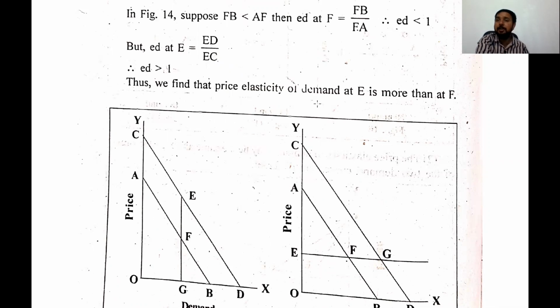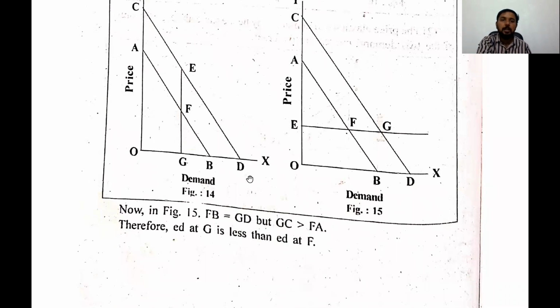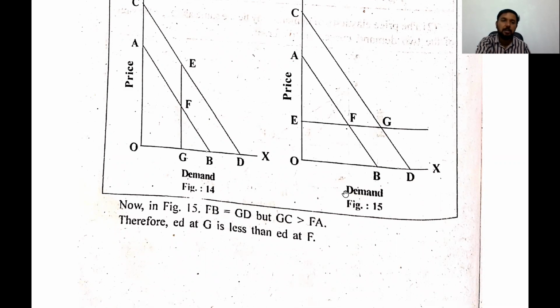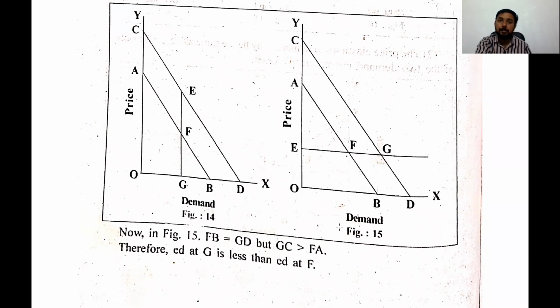You just need to read and try to understand what the point elasticity is all about, and you just need to be prepared about this. Now in figure 15, FB is equal to GD. FB is equal to GD means the distance of this and the distance of this are equal. So it is very common that the distance of this and the distance of this will also be the same. But GC is greater than FA.